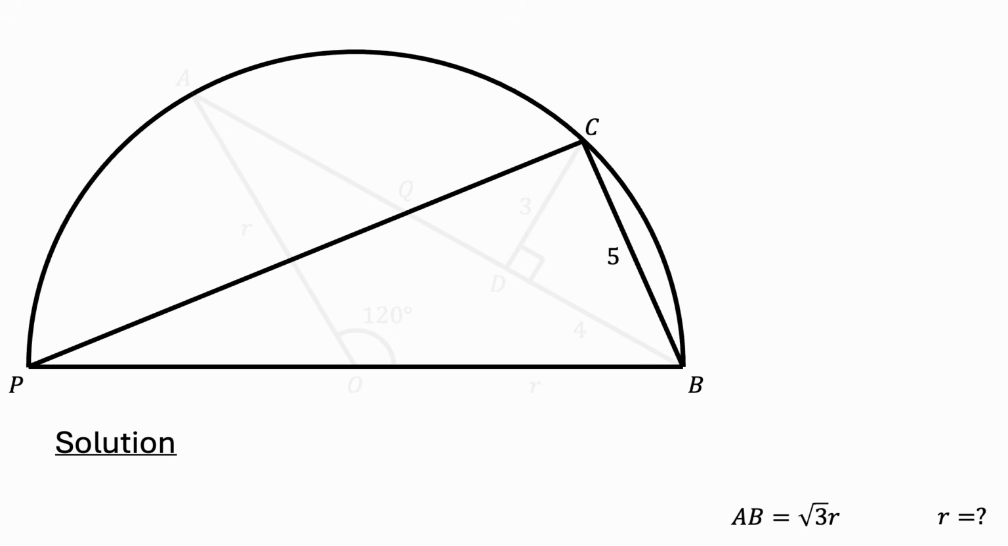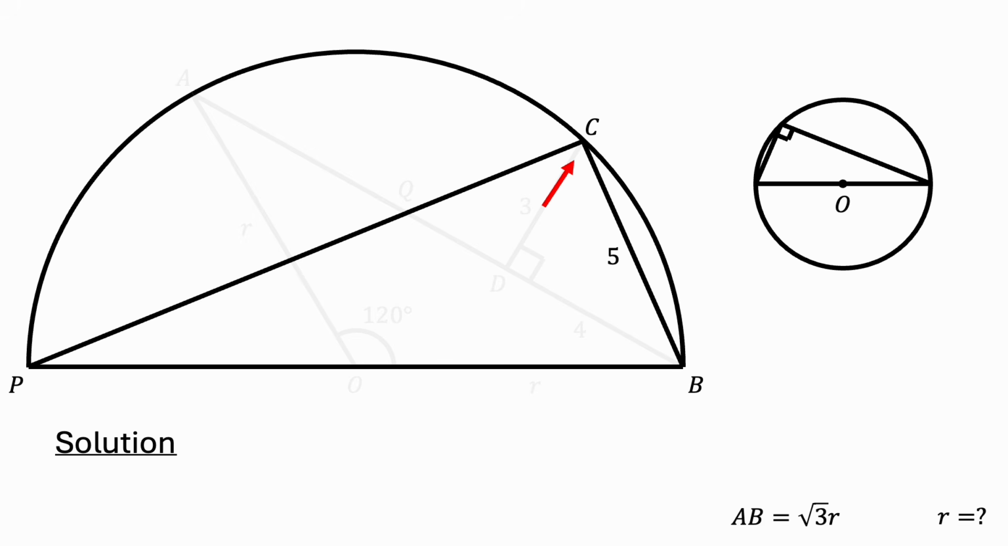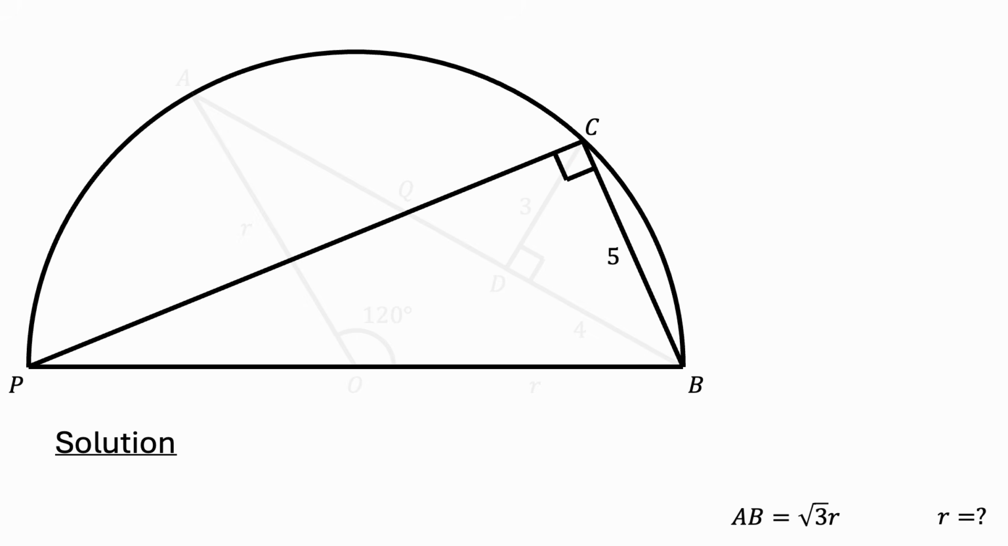Now, consider triangle BCP and the semicircle. Angle BCP is an angle inscribed in a semicircle. So by Thales theorem, angle BCP equals 90 degrees. Since PB is the diameter, PB equals 2R.